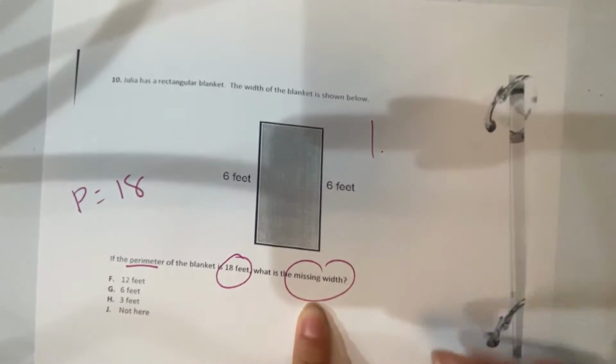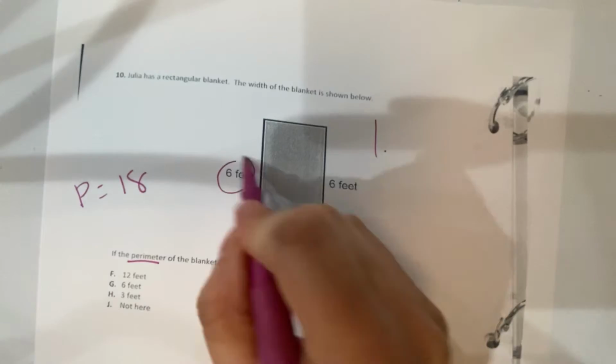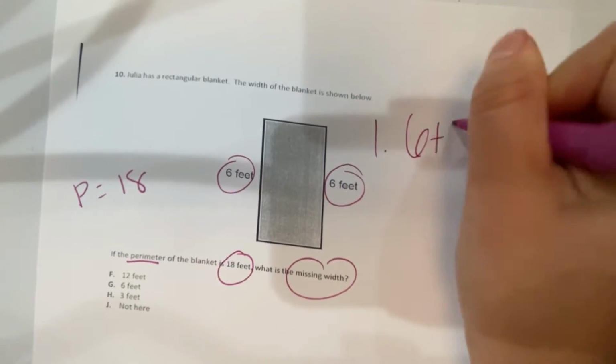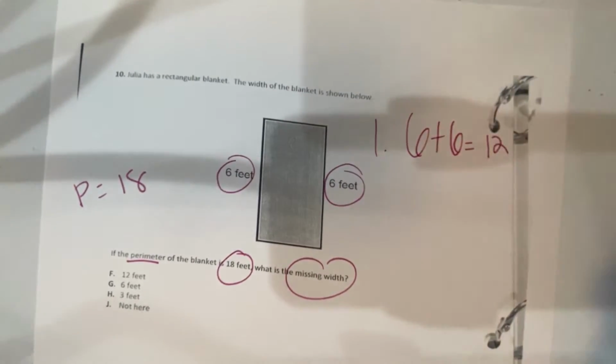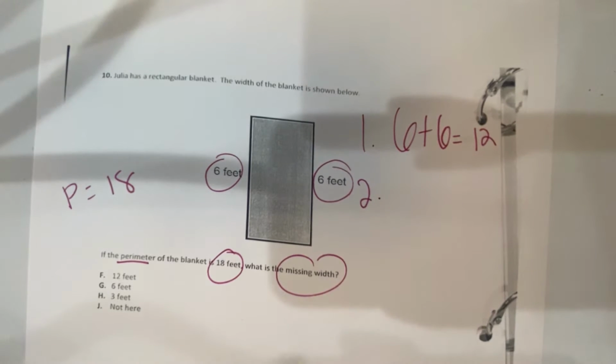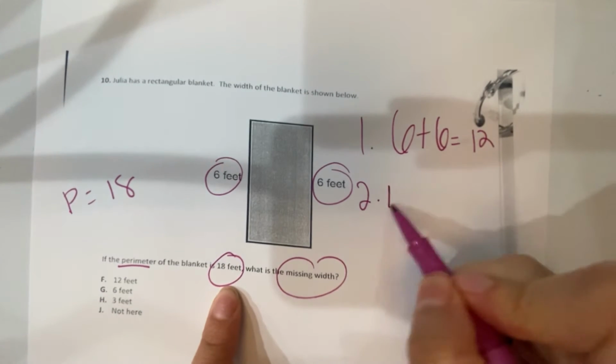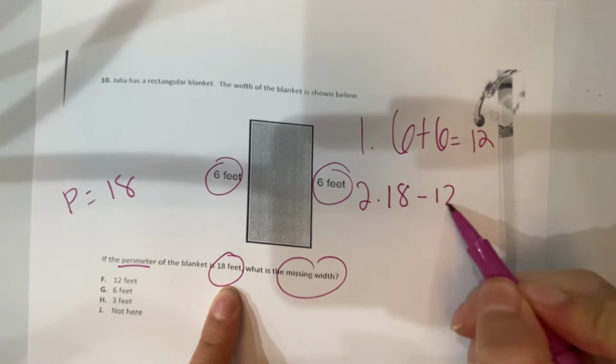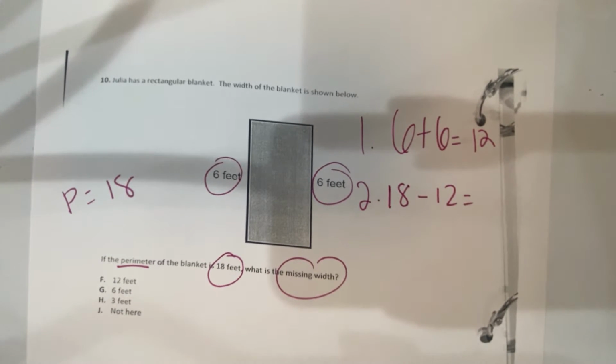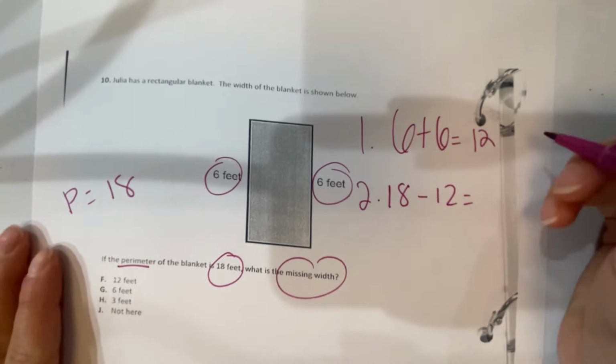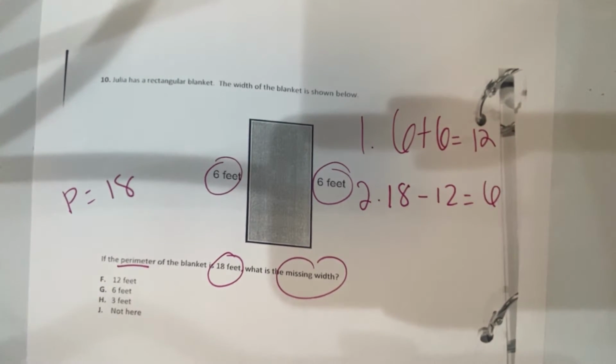So again, starting with step 1, add what you know. We know 6 and 6, so 6 plus 6 gives us 12. Now we're going to subtract from the perimeter. The perimeter is 18. So we're going to subtract 18 minus 12. Okay, which would leave us with 6.